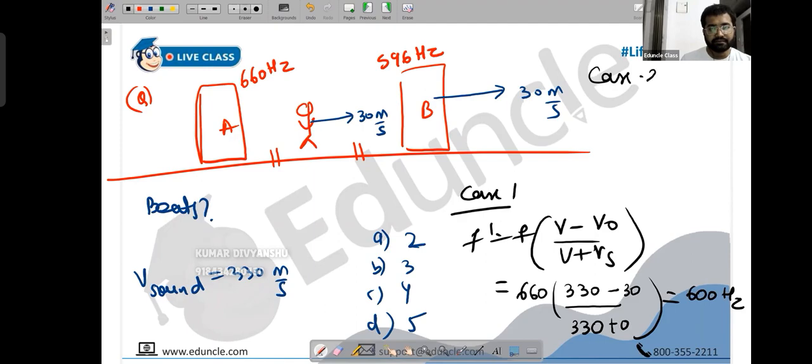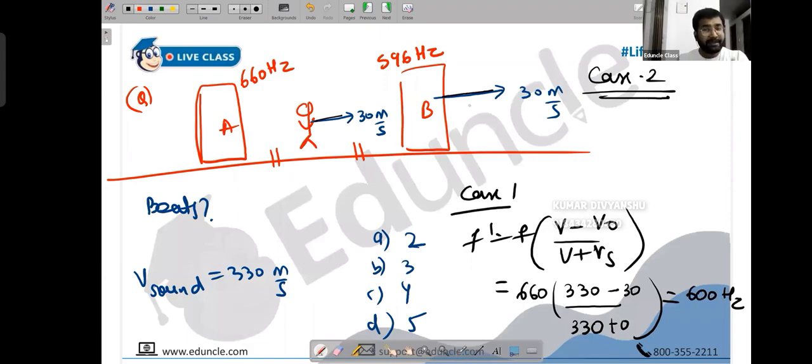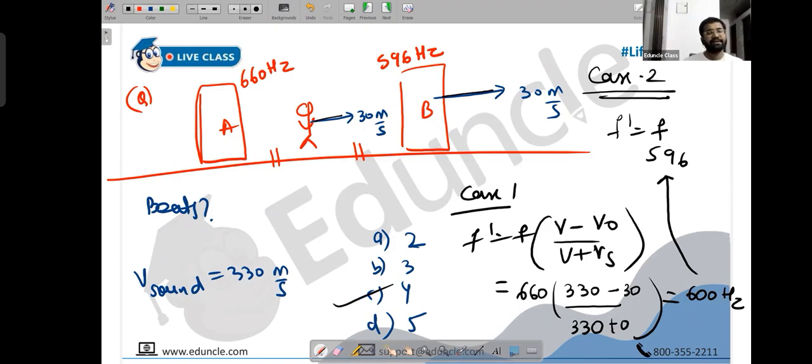Case 2: both of them are moving with a speed of 30. What will happen? Both objects are moving with the same speed, along the same direction. They are not moving towards each other; both are moving like this. The frequency will not change because there is no relative velocity. Since there is no relative velocity, there is no point in calculating. So in this case, F dash will remain F, so it will remain 596. What are the beats? 600 minus 596 is 4. Clear, everyone? Yes, sir.